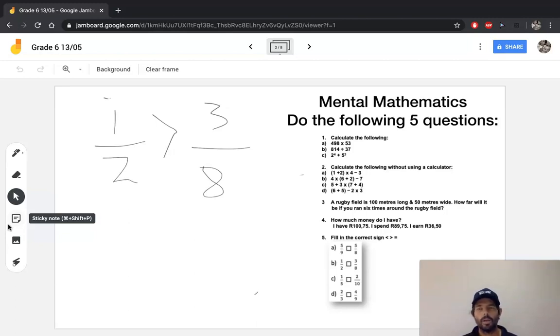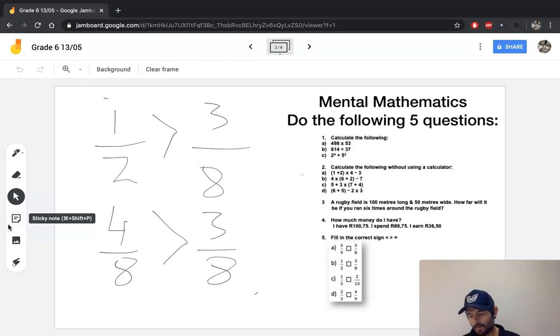If you didn't and you converted both denominators to the same amount, you would have converted it to 4 over 8 and 3 over 8. And there again, you can see 4 over 8, which is equivalent to 1/2, is greater than 3 over 8.